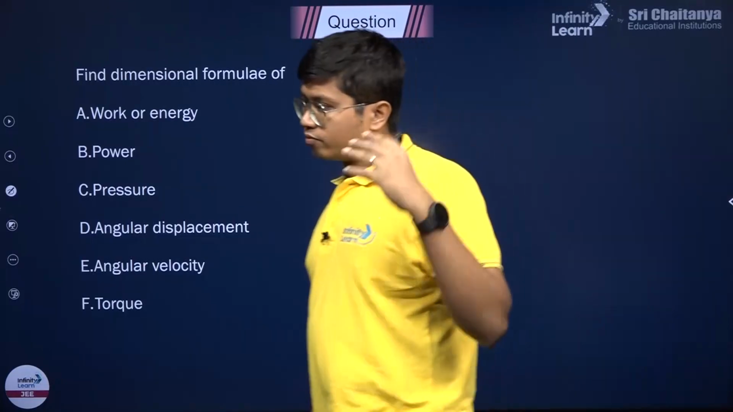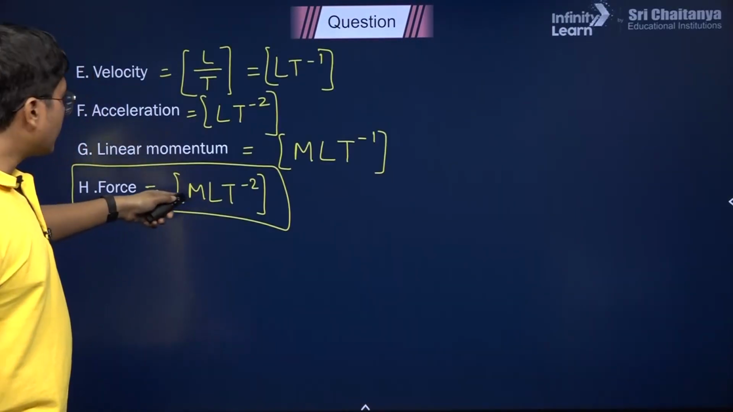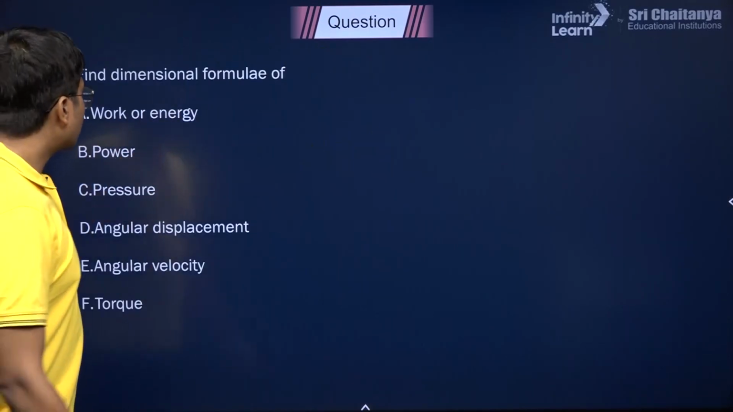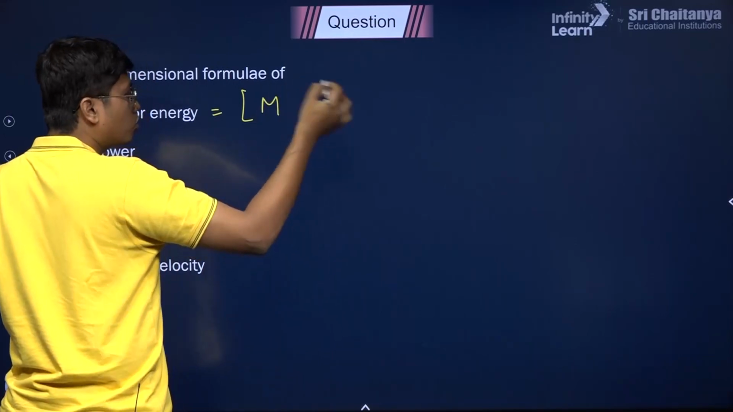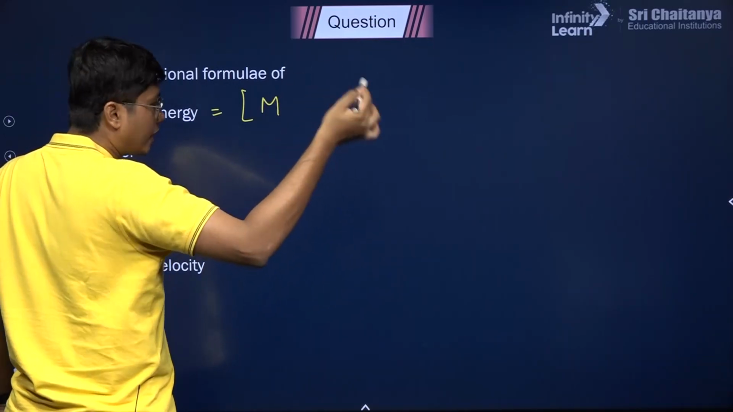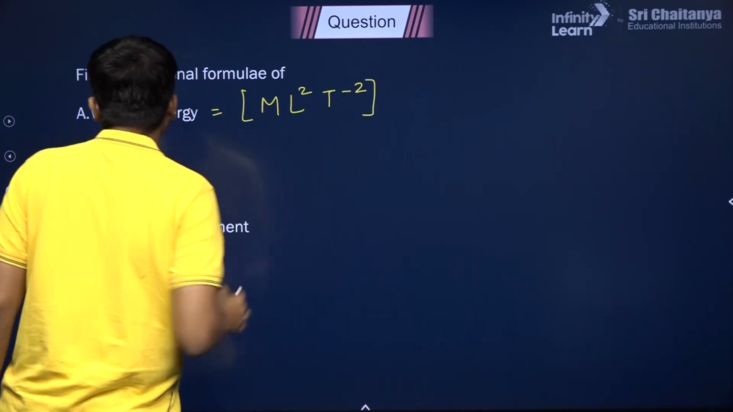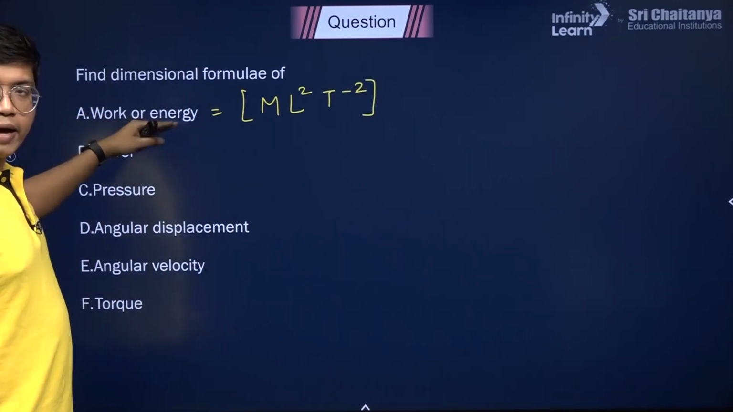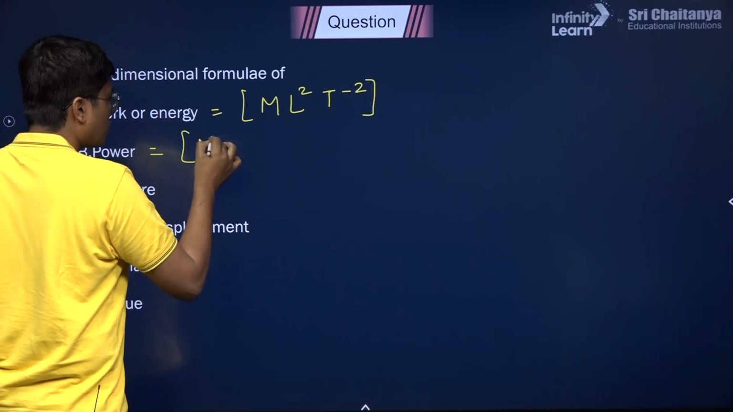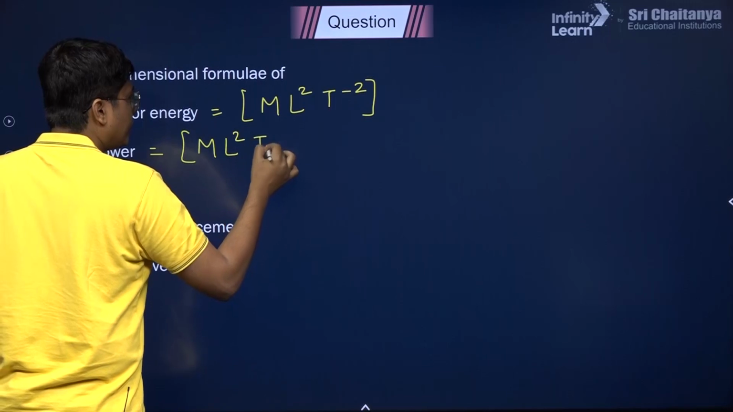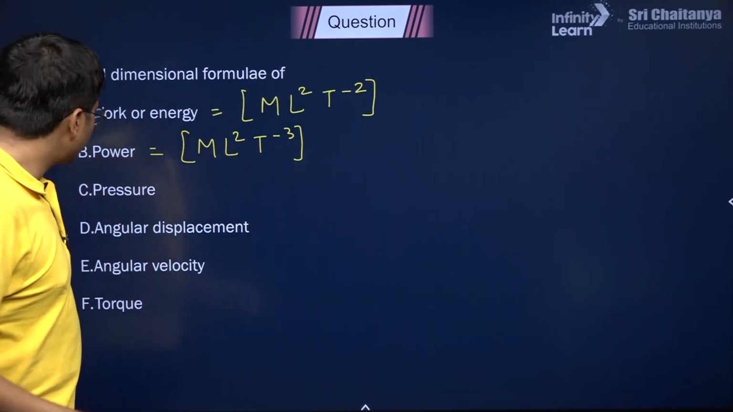What is the work? Work is force into displacement. Force we got as MLT^-2. So work would be equal to MLT^-2 into L, into distance L. So that makes it ML^2T^-2. Next up, power. Power is energy by time. So that is equal to ML^2T^-3, because T^-2 divided by time gives T^-3.